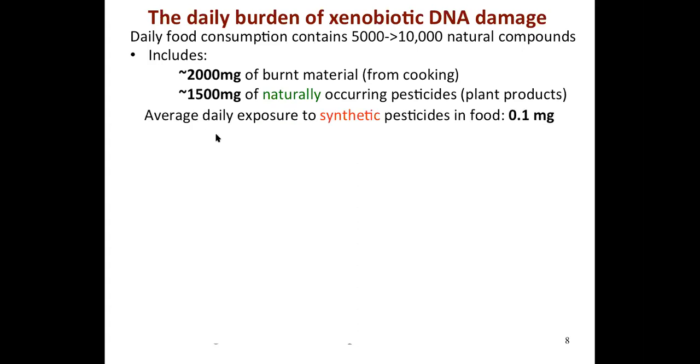So the average daily exposure to synthetic pesticides, the things that we worry about when we read about Roundup and all these other things, is surprisingly low compared to the burden of natural pesticides that we consume. We only consume typically about 0.1 milligrams, right? So less than 1,000th of the compounds are actually from artificial pesticides. The majority of things that we eat are naturally occurring chemicals that can damage our DNA.